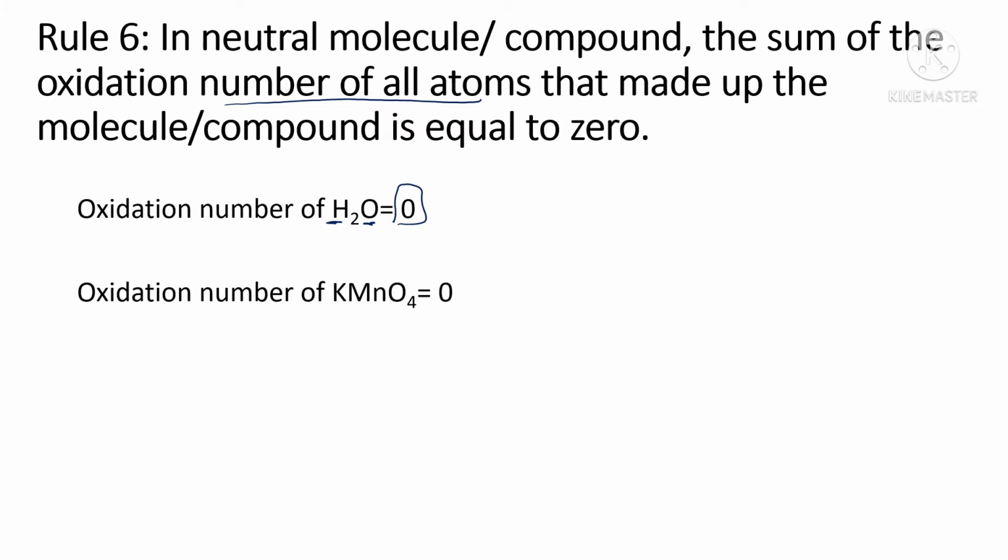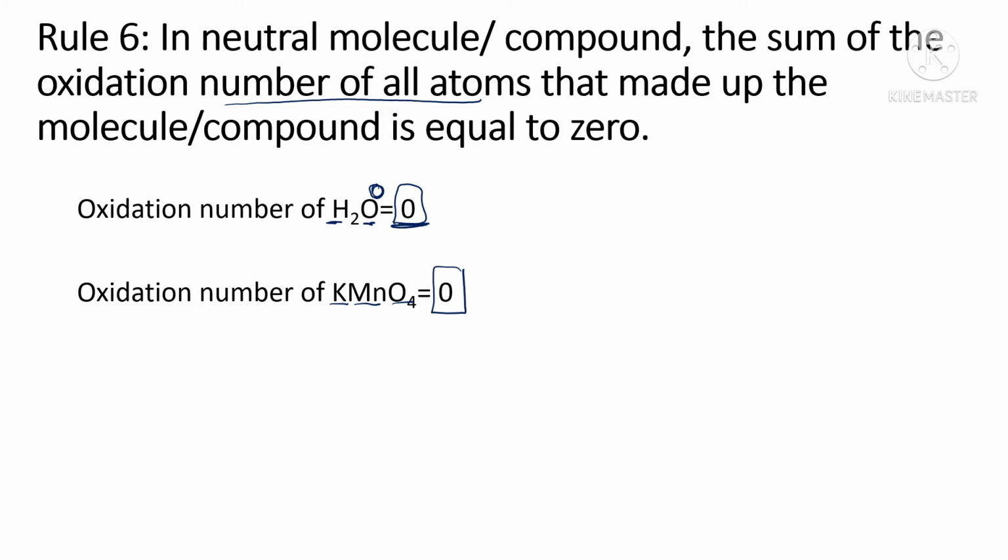Or we can just look at the charge. A water molecule has no charge, therefore its overall oxidation number is equal to 0. And so is potassium permanganate: the oxidation number of potassium permanganate is equal to 0 because the sum of the oxidation numbers of all the atoms in potassium permanganate is equal to 0.